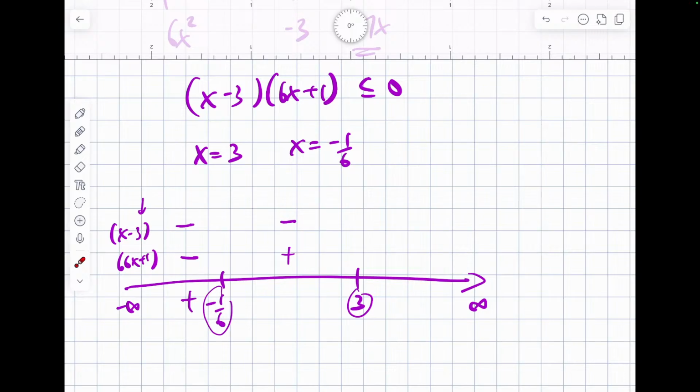It will work if you plug in 1, because 1 minus 3 is negative and 1 times 6 is 6, plus 1, 7 is positive. So you're just going to get the exact same sign. But you have to plug into the factors on the side. Now I'm going to plug in 4 because 4 is greater than 3. Is that okay? So that's going to give you a positive, positive, positive, negative.